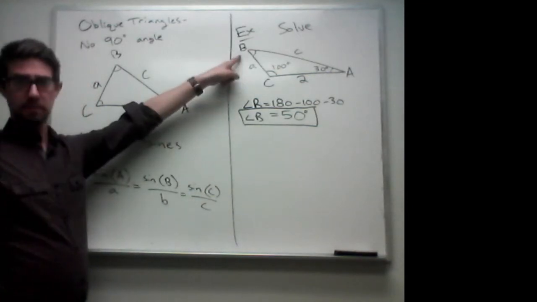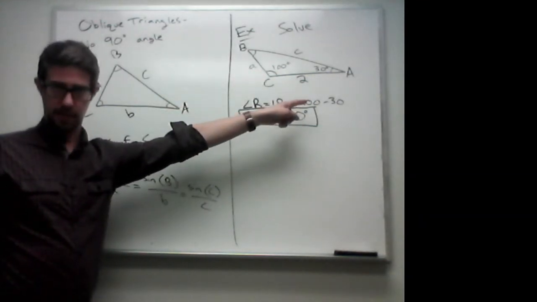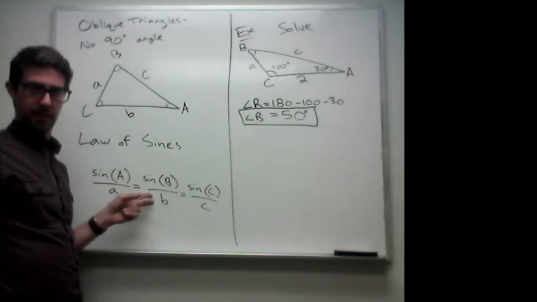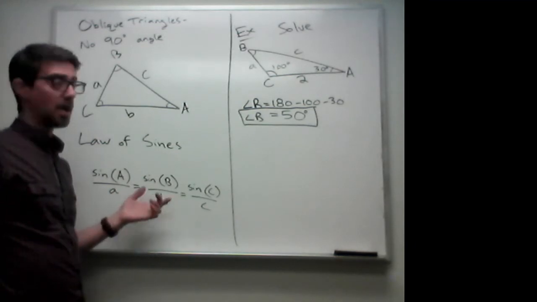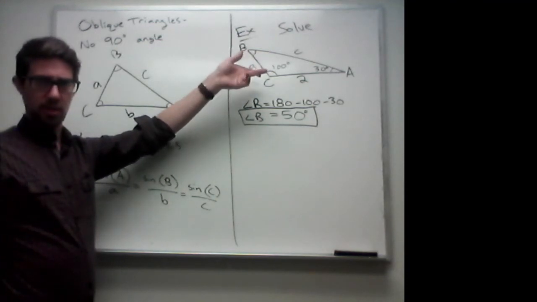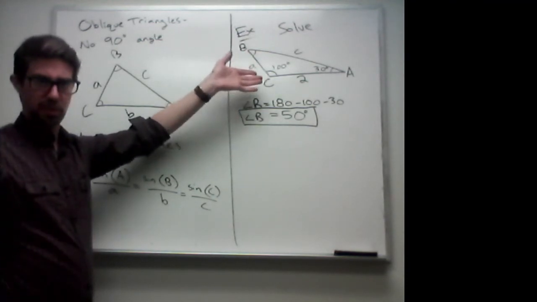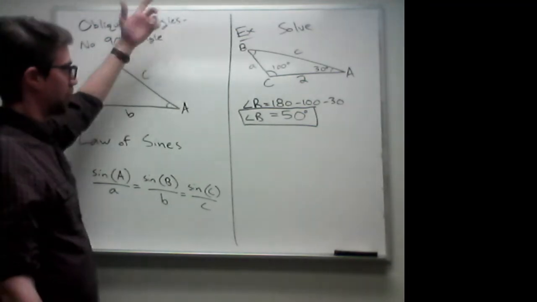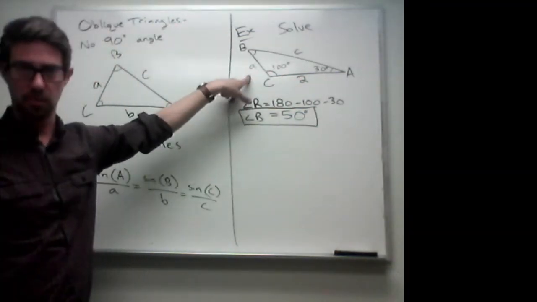We have angle B, and we were given side B. So now we have one of these things, so we can use the law of sines. So we need side A and we need side C. There's no reason to do one of them first, so we'll just start with, I don't know, let's start with side A, the little one.